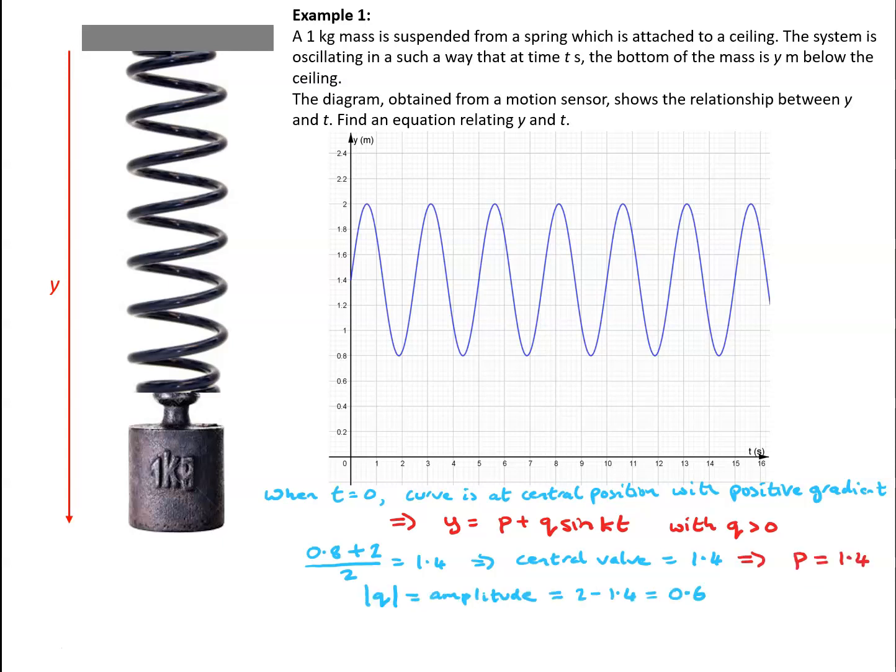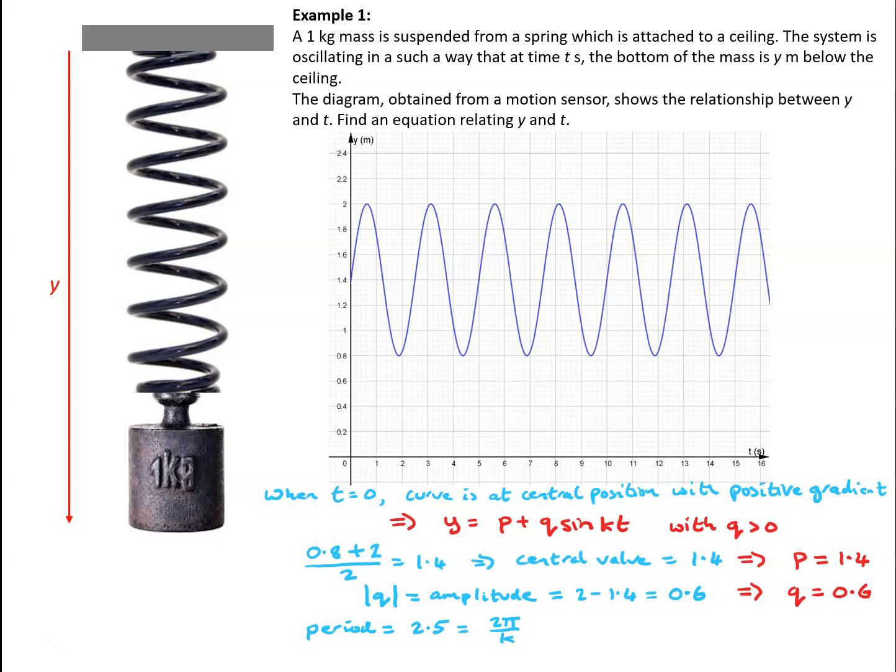The amplitude of the motion is the modulus of q, and from the diagram we can see that the amplitude is 2, that's the maximum value, take away the mean value, which is 1.4, which gives me 0.6 as the amplitude. So q must be positive 0.6. The period of the oscillation we can see is 2.5 seconds. The easiest way of seeing that is that we've got 2 complete oscillations in 5 seconds. So the period is 2.5 seconds.